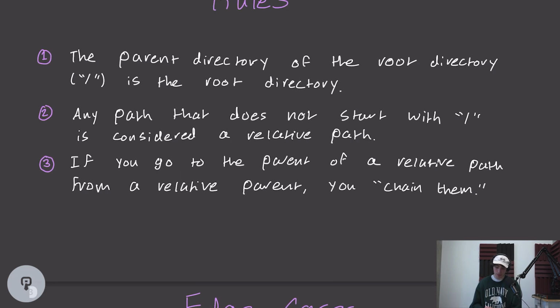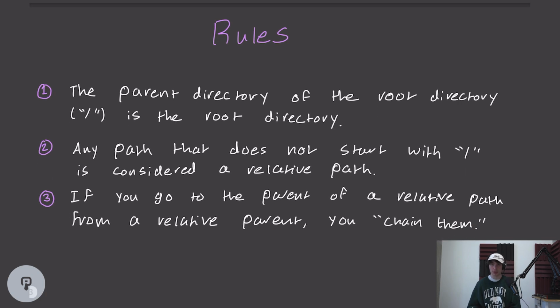So on to number two, any path that does not start with slash is considered a relative path. So we talked about relative and absolute paths above, but if you have a Unix path that looks like, say, foo/bar, but there's no slash at the start, you're going to assume that you're starting in the present working directory, and then everything is from there.